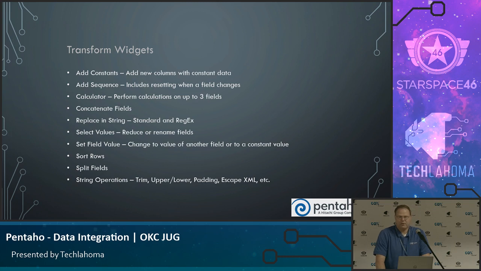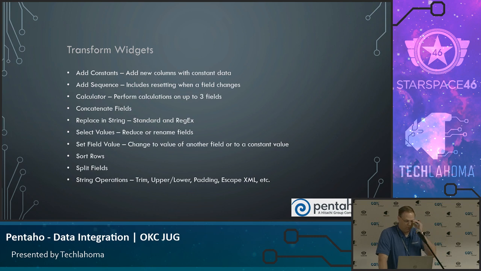There's a calculator function that can take fields and can either concatenate or add them together or do a number of different calculator functions. You can concatenate fields together, which takes two string fields and just concatenates them together into one field. You can do a replace in string using standard or regular expressions. We'll look at that in a little bit. Select values is used to reduce or rename fields. What we mean by reducing is that as the flow continues between transformations, you're going to be passing a number of fields to the next transformation.